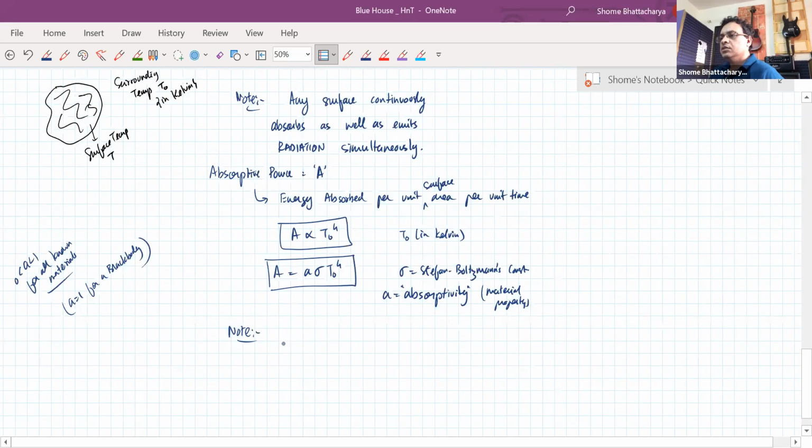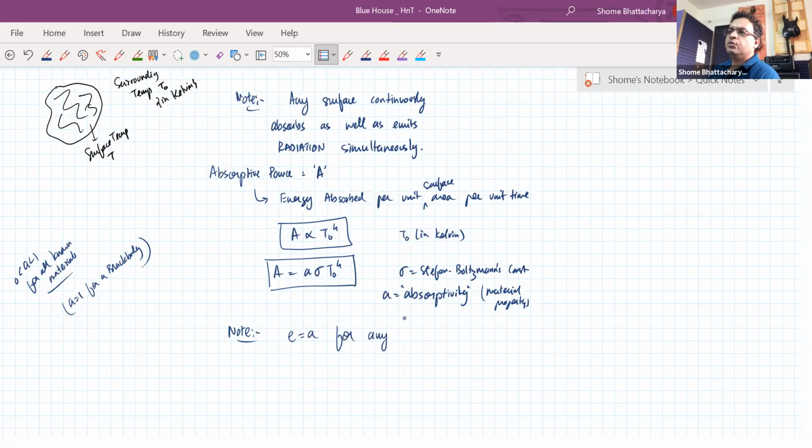Sir, can you elaborate? Because we stated earlier that any surface absorbs as well as emits simultaneously, why should their values be equal? Because when the situation reaches thermal equilibrium, the rate of absorption must be equal to the rate of emission. For that to happen, the only possibility is that the emissivity must be equal to absorptivity. So we will understand the proof of this statement in a moment. For any given material, the value of emissivity is equal to the value of absorptivity.